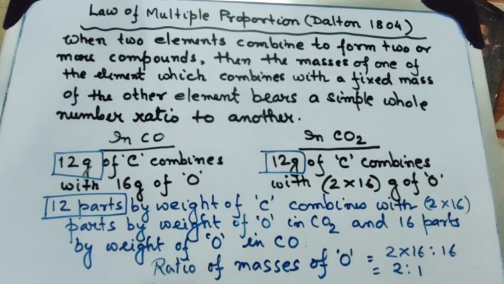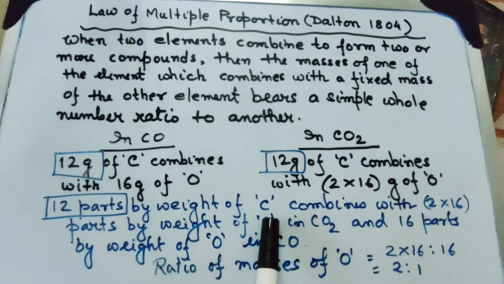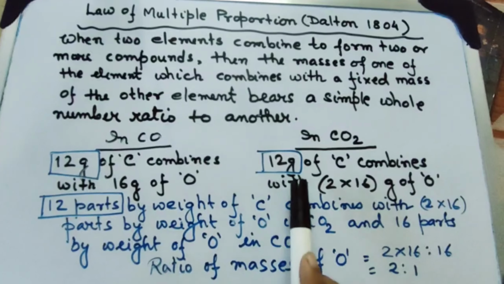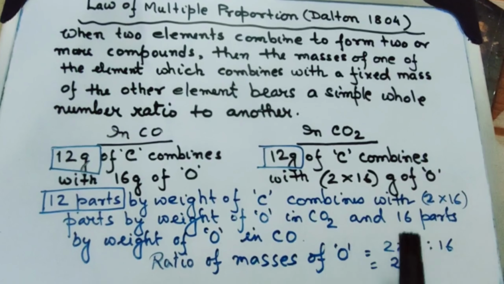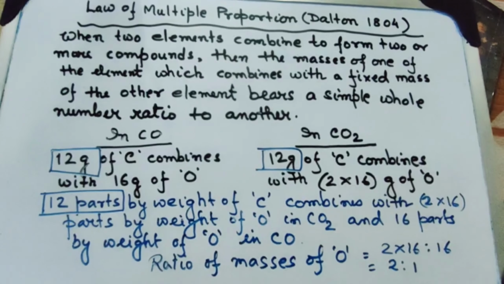So here we can see 12 parts by weight of carbon combines with 2 into 16 parts by weight of oxygen in CO2 and 16 parts by weight of oxygen in CO.